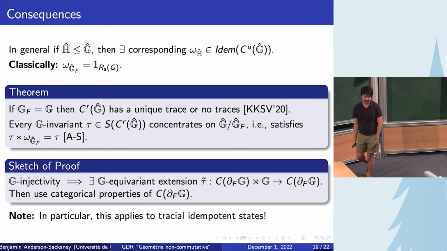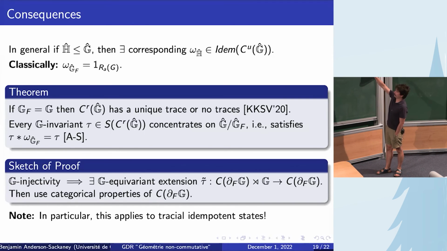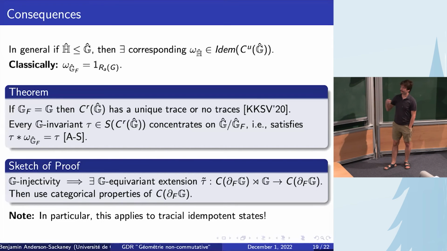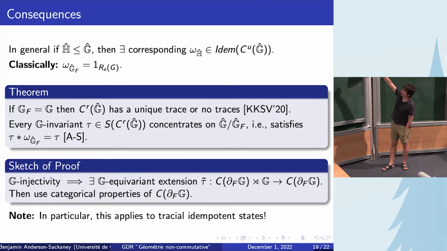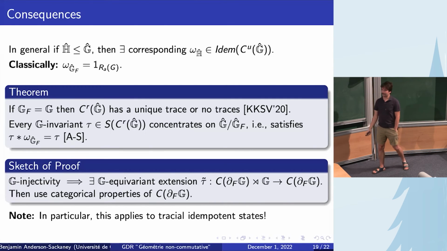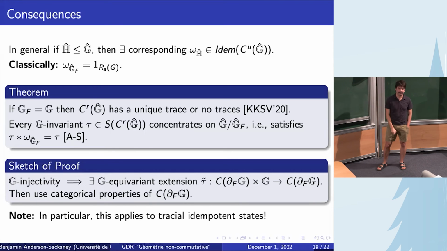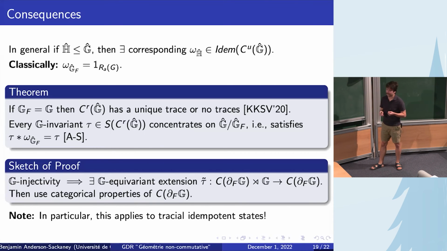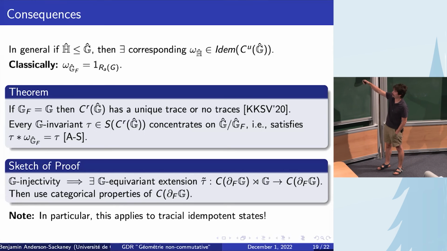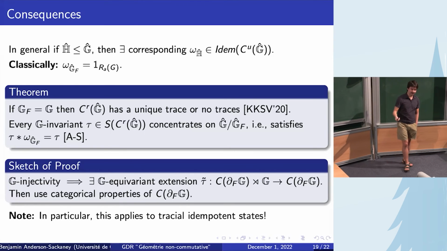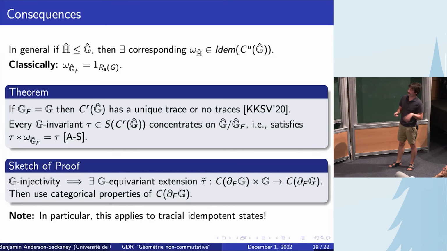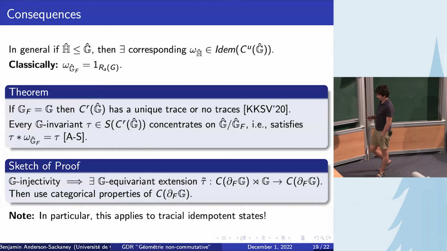For every G-invariant state on the reduced C-star algebra that concentrates on the quotient by this Furstenberg boundary co-kernel. And by that, I mean it satisfies the following. Whenever you convolve it against the idempotent state coming from GF, then you get this G-invariant state. So it's kind of like saying the support of tau is contained inside the support of this thing, right? And the sketch of a proof, at least the very basic idea of this proof, is just like the discrete case.